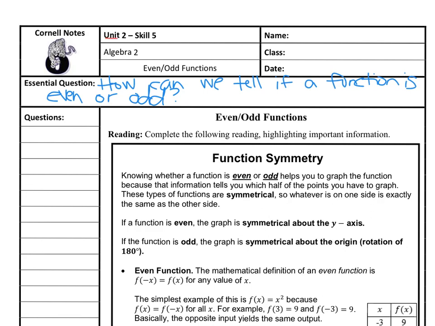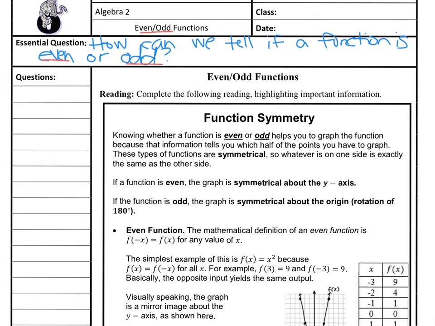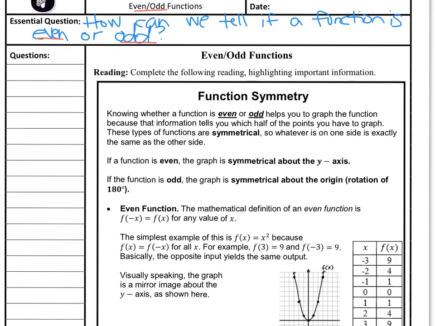You are now watching Unit 2, Skill 5, Even and Odd Functions. So pause the video, write down your essential question. How can we tell if a function is even or odd? We're going to be looking at the graphs of different functions and being able to tell if they're even, odd, or neither, technically. So after we have that written down, let's start reading.